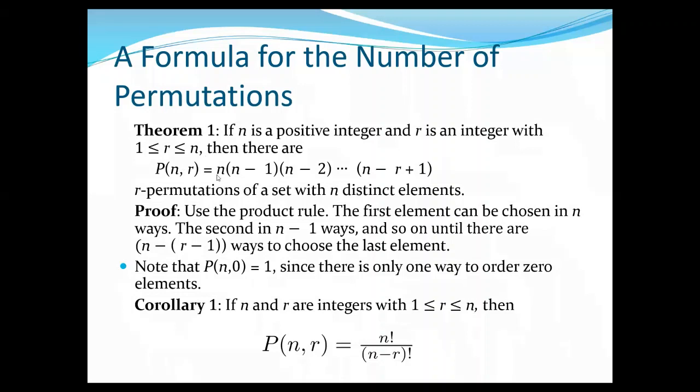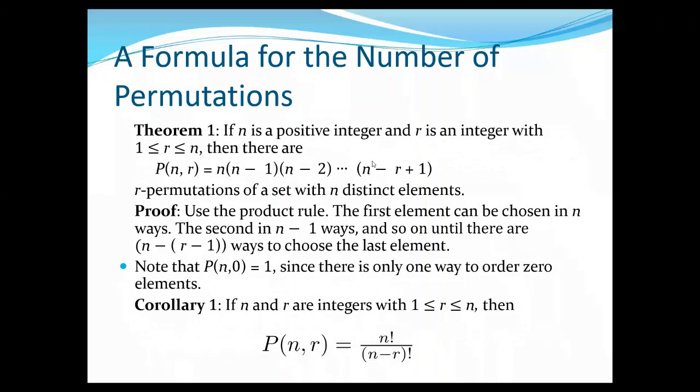Since you already use one element in the first position, on the second element we subtract 1. Then on the third element, we subtract 2. And on the last element, we subtract from n, which is n minus r plus 1.